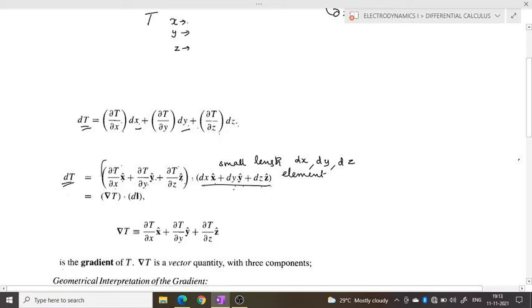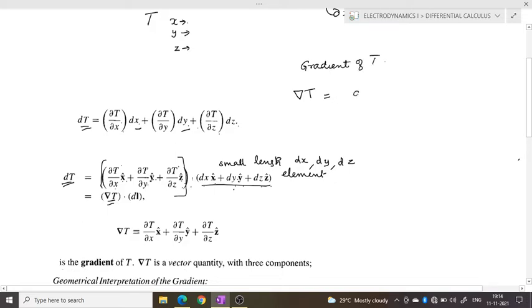Now look at this term in brackets. This term is similar to a vector. So what is this dou t by dou x? It's a scalar factor along this direction. So this is similar to a vector. And this term in the bracket is called del t, which is called the gradient of a scalar function t.